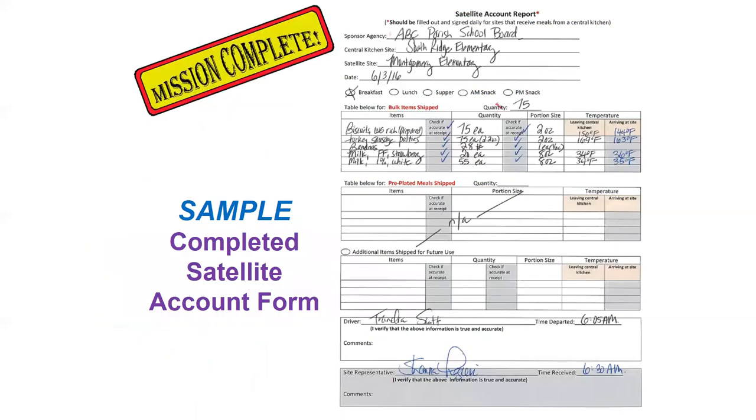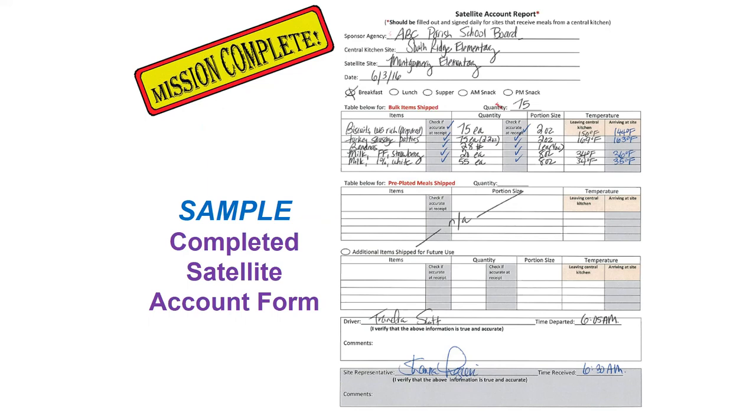Here's an example of a completed satellite account form. This is an old example, it's from 2016. In this case, breakfast was being delivered from Southbridge Elementary, the cooking location, to Montgomery Elementary. There were 75 servings delivered in bulk, so they weren't pre-plated, unitized, individual. There is a separate section for that right beneath it. But in this case, there was a delivery of bulk items, so they documented everything under that section.